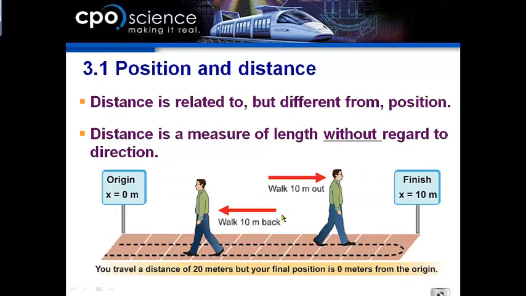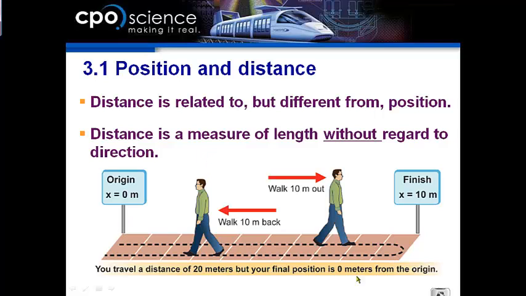So there's also now distance. Distance is how far an object has traveled regardless of what direction it's going in. So here you'll notice this is the origin, 0. This is where the man started walking. Okay? His position when he's right here, he's at about 8 meters. His position if he's at the finish line, he would be at 10 meters. His position when he's right here coming back would be about 3 meters. So that's his position. It's where he's located at a particular time.